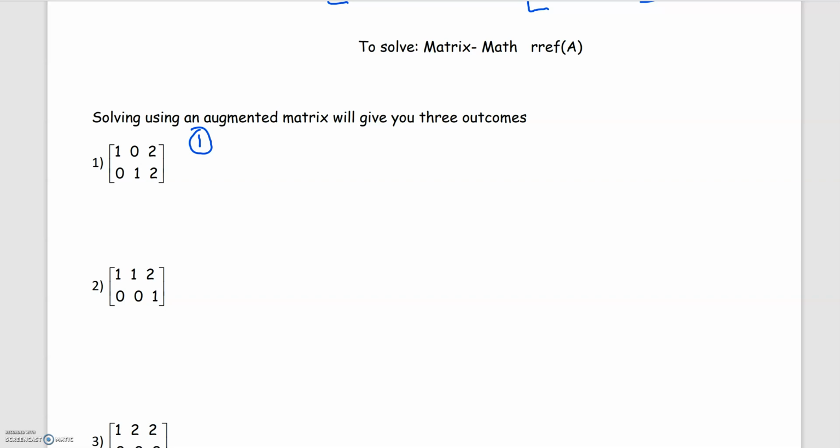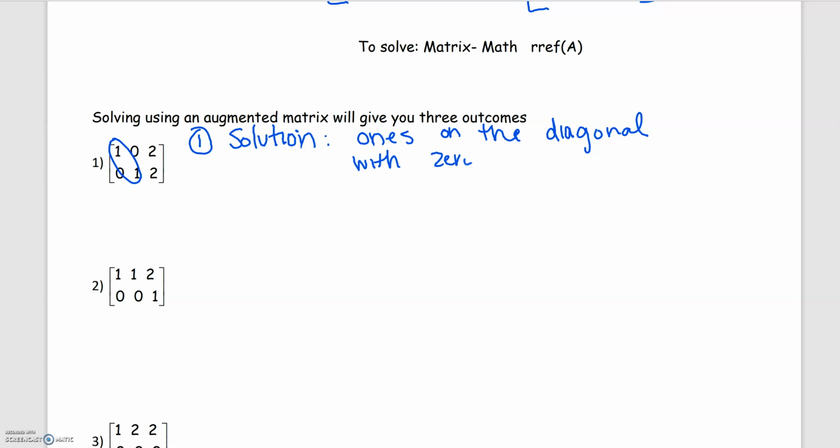So we have a solution when there are 1s on the diagonal. So here are our 1s, with 0s above and below. And then the solution is the last column. So right here, the numbers.